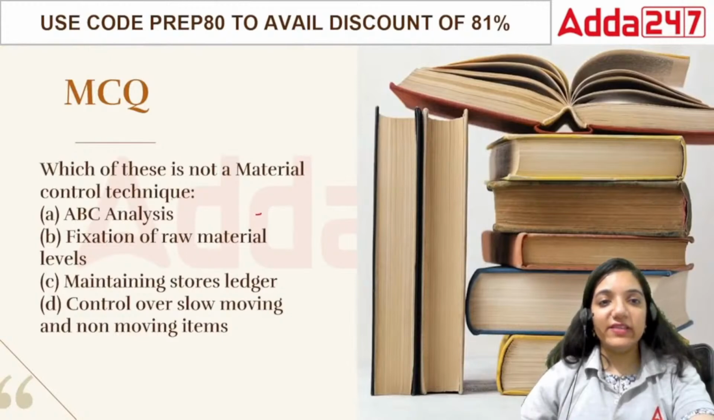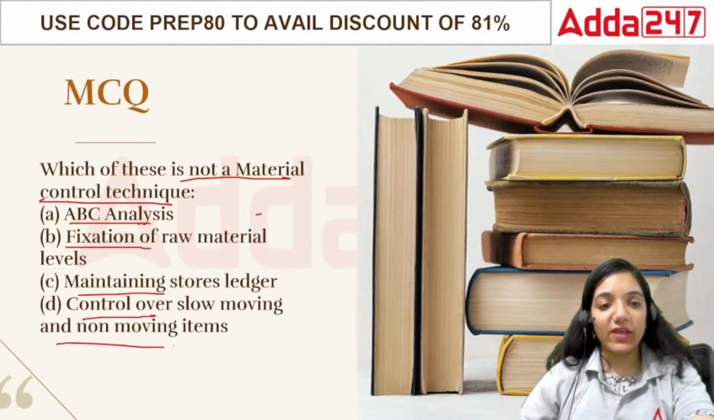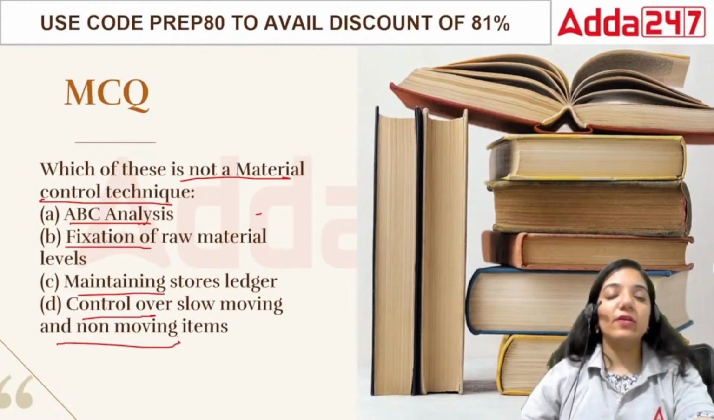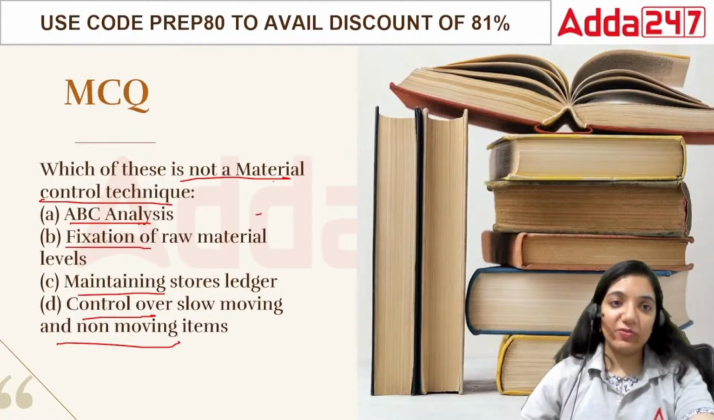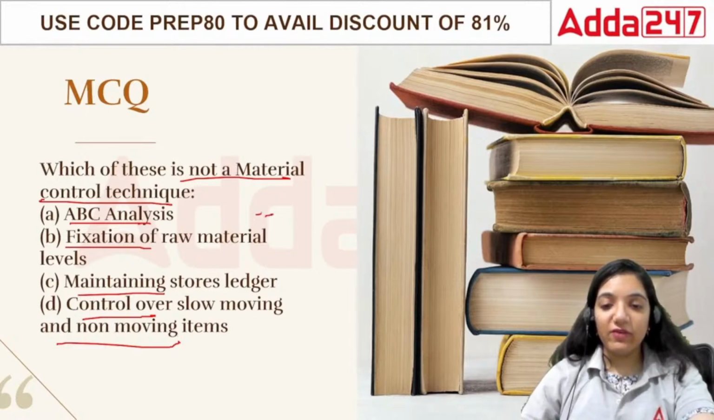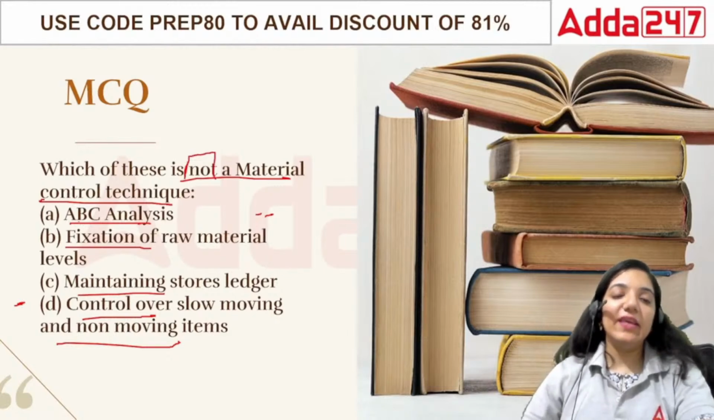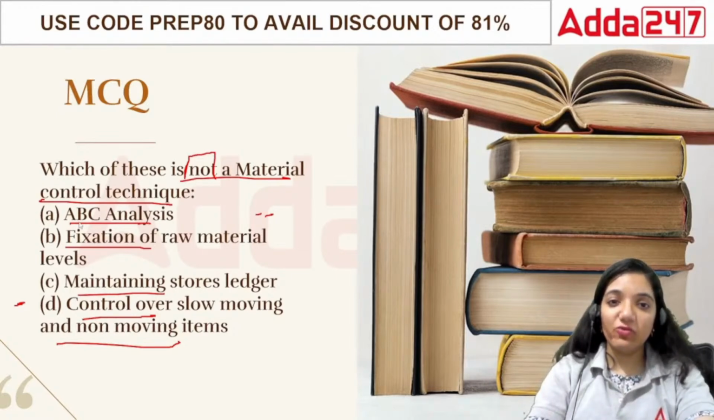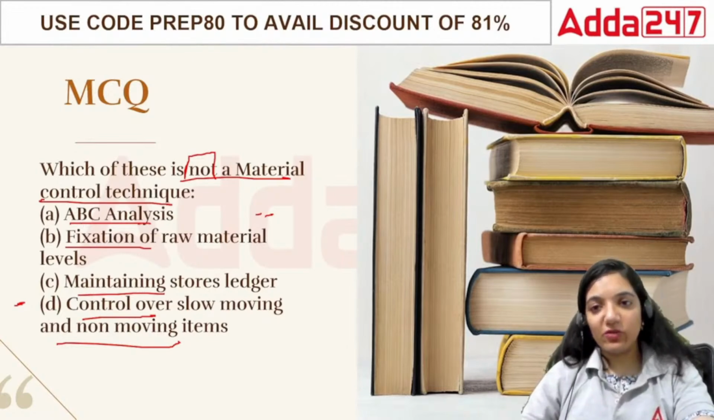Then, which of these is not a material control technique? ABC analysis, fixation of raw material levels, maintaining stores ledger, or control over slow moving and non moving items. Which among the following is not a material control technique? Material control deals with raw material, WIP, and finished goods. We have three kinds of things. We have to make sure that whatever we are using, be it raw material, WIP, or finished goods, is kept in a proper manner. ABC analysis means A, B, as well as C. When we talk about it, there is something called ABC inventory control. In this case, they decide which particular part is very important.